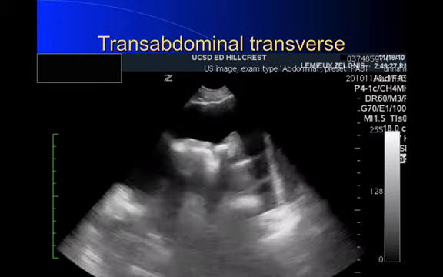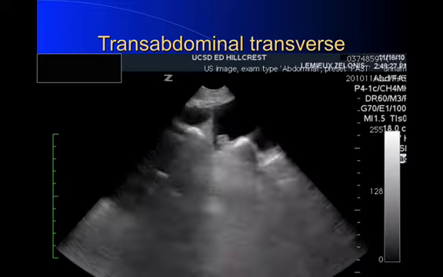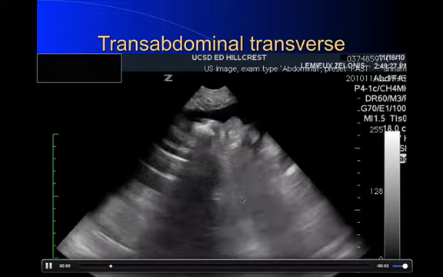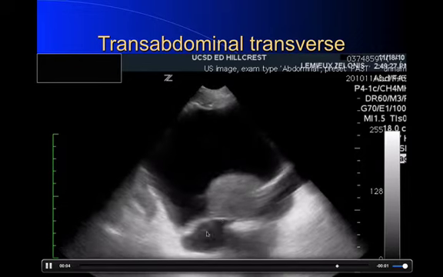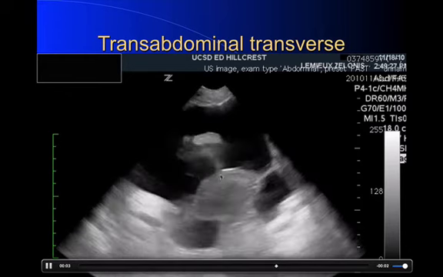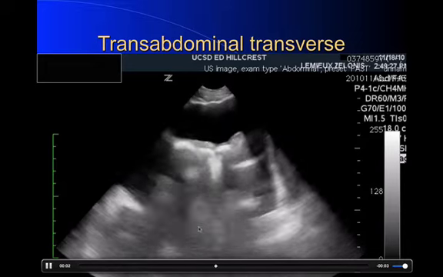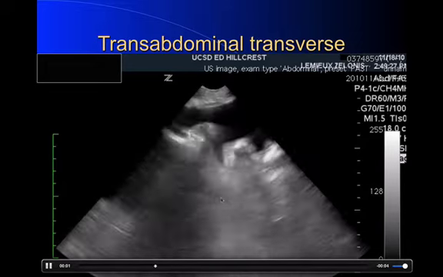This is an example of a transabdominal transverse view of the uterus using a phased array probe, and what we see here is a uterus floating in free fluid, and you can actually see the ligaments suspending the uterus in this view. Whenever we see a floating uterus, we know that we have a lot of intra-abdominal and pelvic free fluid, and this is abnormal.